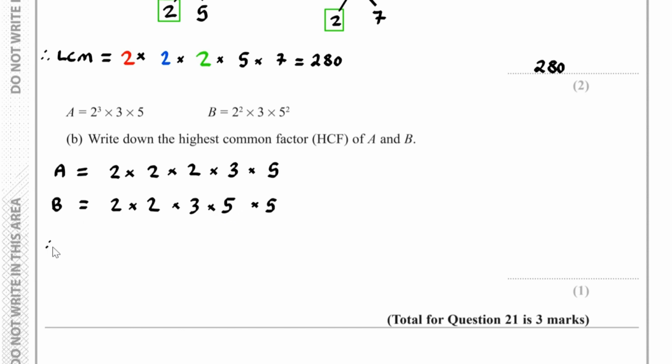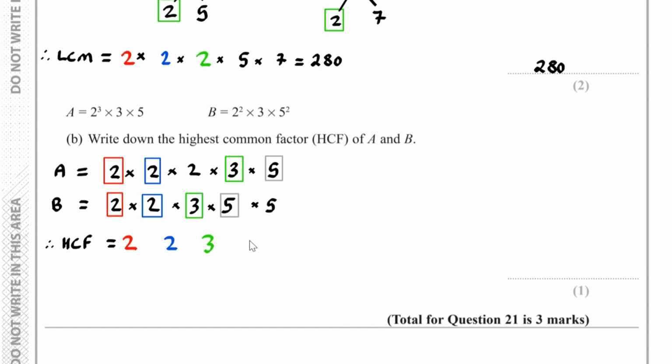So for the highest common factor then, we've got the 2, which is common to both. We've got this 2, which is common to both. We've got this 3, which is common to both. And then we've got the 5, which is common to both. And now if we multiply these together, we get 60.